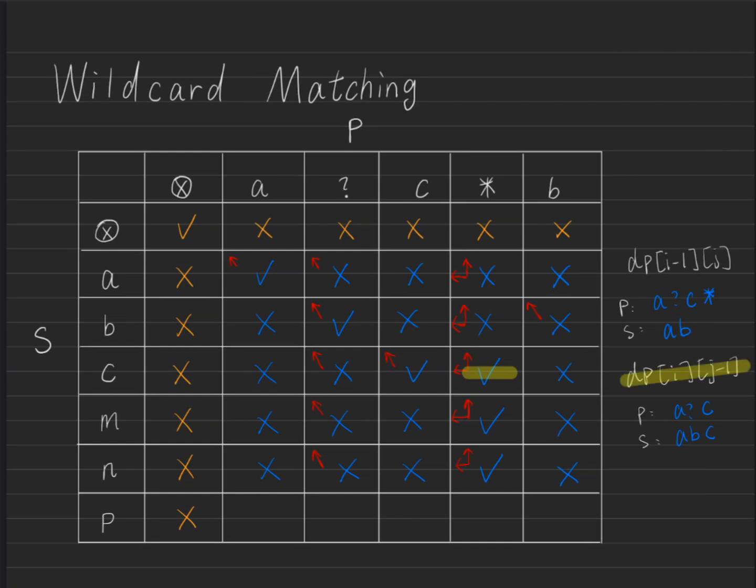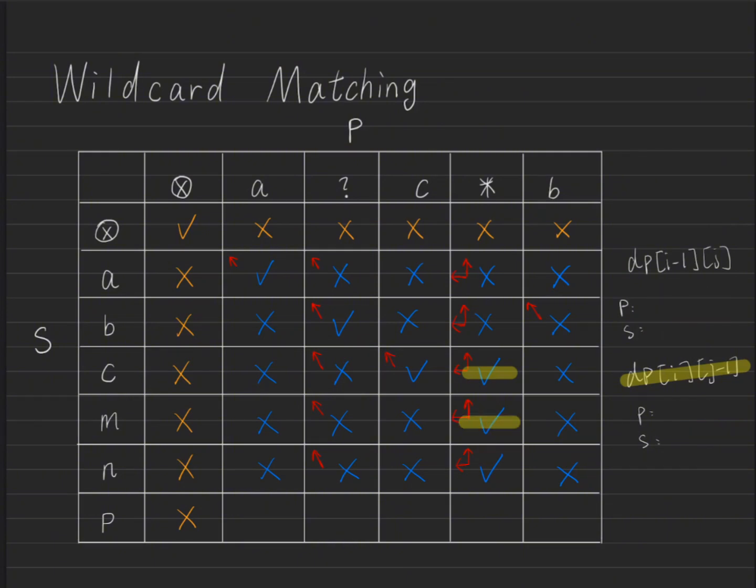So really, dp at i, j minus 1 represents the case when the star would be considered an empty character. So when a new character is added, it does not account for anything, and the new sequence will still be a match. Let's look at the next example here.